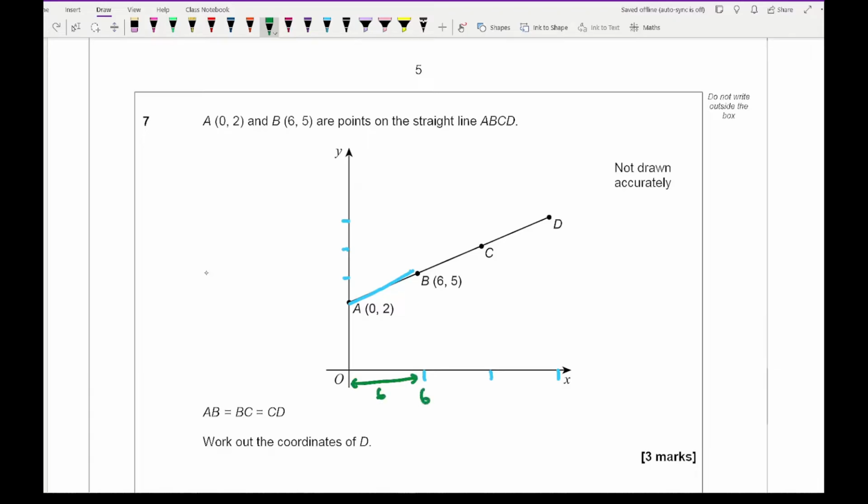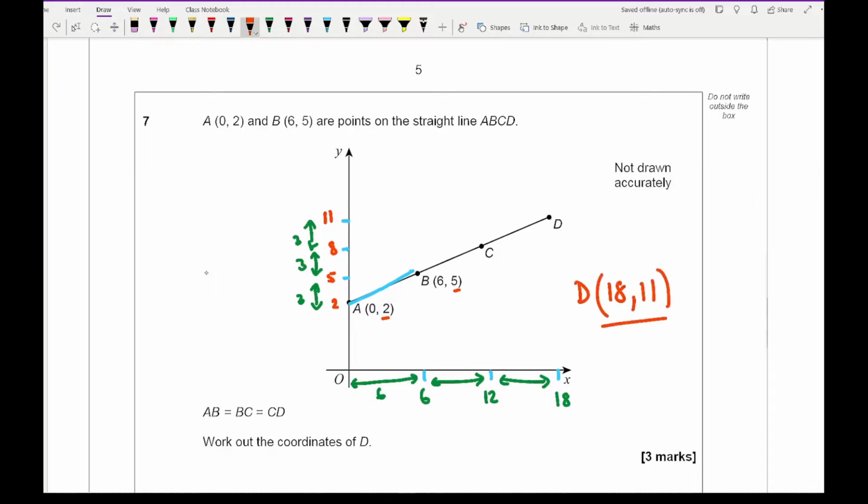So that means that's going to be 6, that's going to be 12, and that's going to be 18. Now again, working through the y ordinates of 2 and 5, we can see that this is going to be 2, this is going to be 5. So the difference between the y ordinates is going up in 3. So that's going to be plus 3, plus 3. Working from 2, 5, next one's going to be 8, next one's going to be 11. From this we get the coordinates of D as being (18, 11).